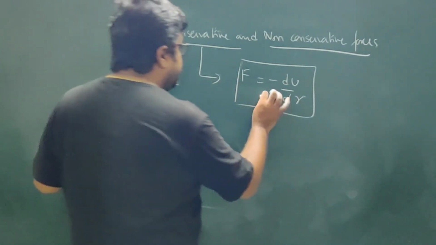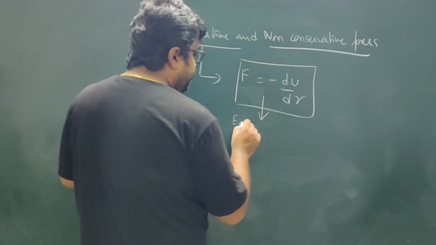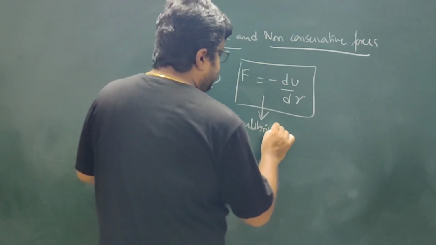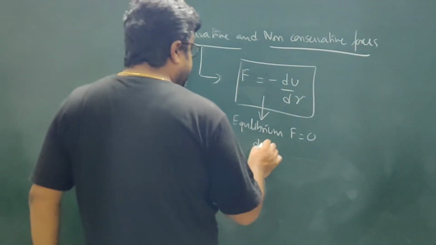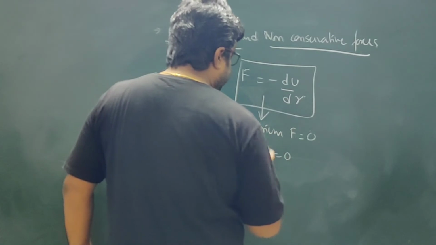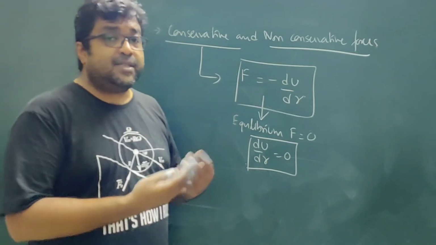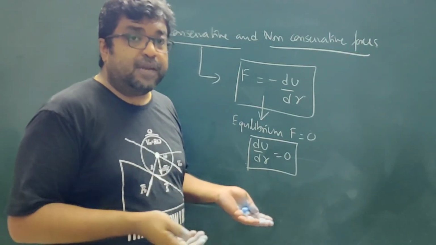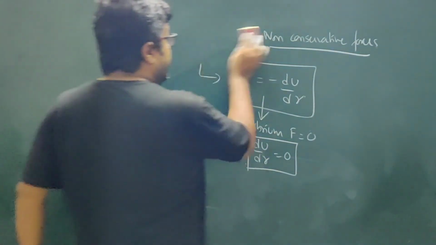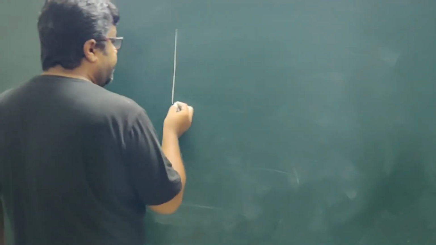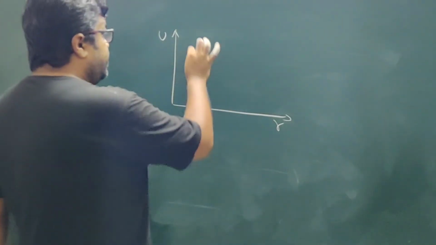Now from this I can define the concept of equilibrium. We know that for equilibrium the force is 0. Force 0 implies du by dr is equal to 0. Now du by dr equal to 0 implies many things. Potential energy can be 0, potential energy can be maximum also. We will see that from a graph. So suppose you have a graph of potential energy versus position. You have a graph like this.